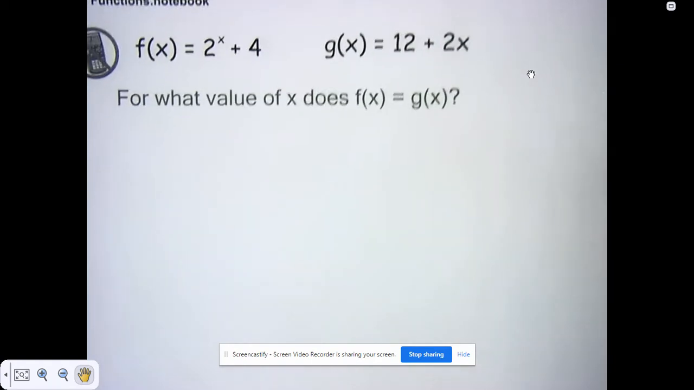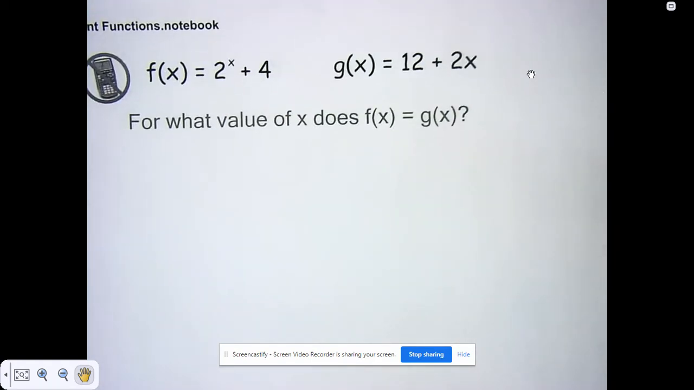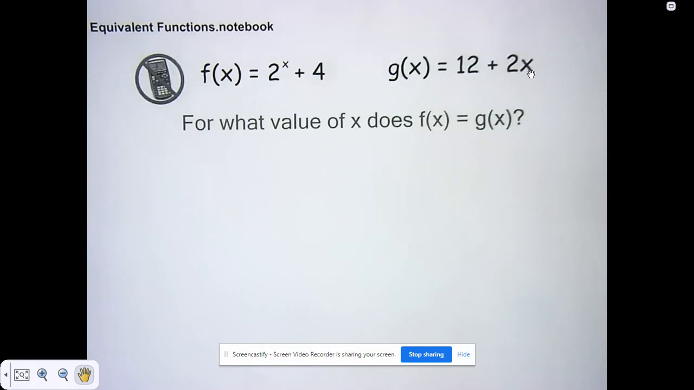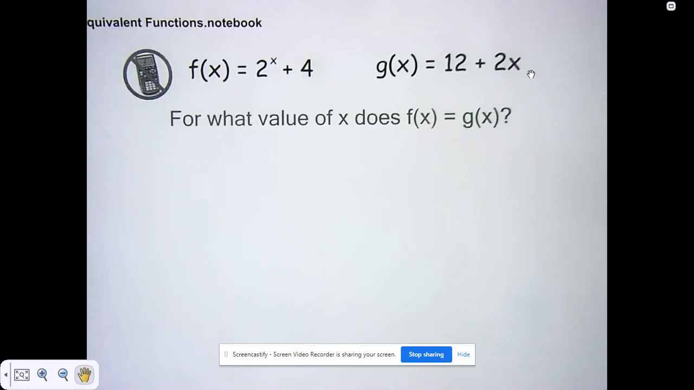All right, y'all. So this is going to be our topic for Monday, March the 8th. This is your first asynchronous day of your week. And the title of this is Equivalent Functions. If you'll notice, I have a big circle with a calculator and a cross through it, meaning we cannot use a calculator for this.